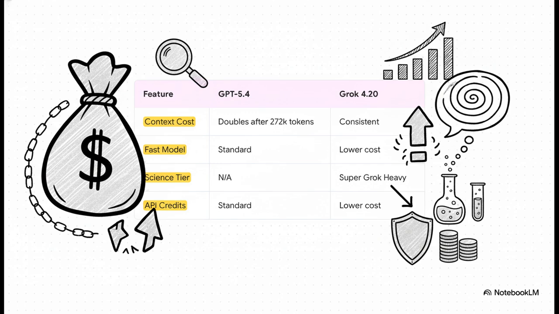Grok, on the other hand, is all about accessibility. Its fast model is way cheaper. The enterprise-grade Super Grok Heavy is the state-of-the-art for hard science and costs around $300 a month. And XAI is giving new developers up to $150 a month in free API credits to get started.